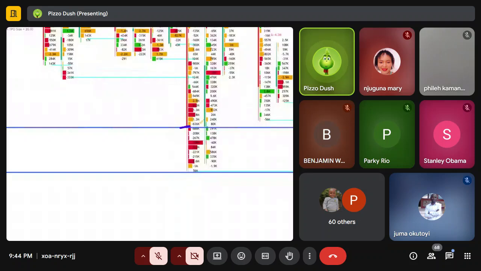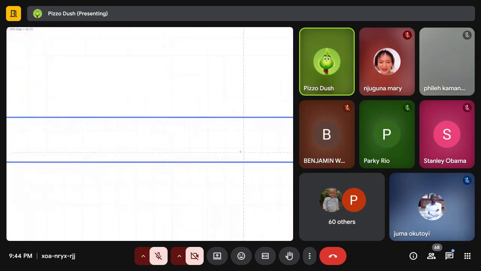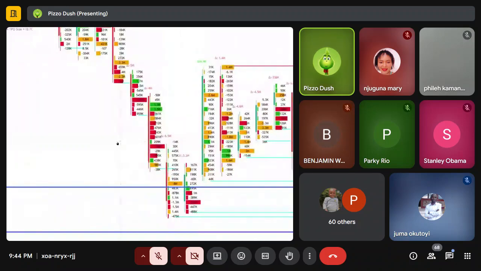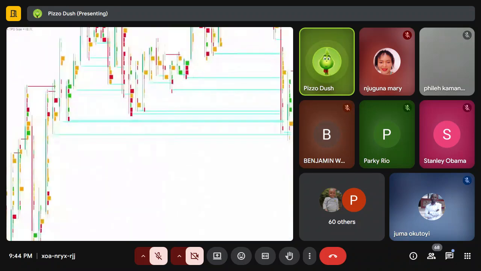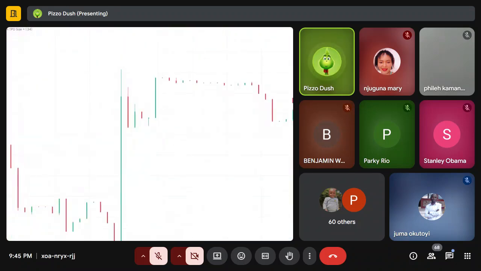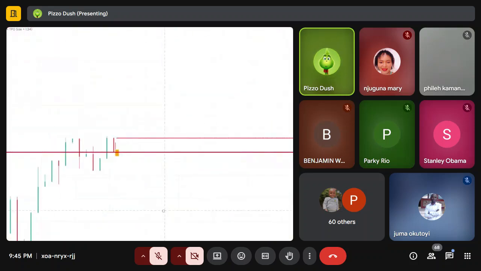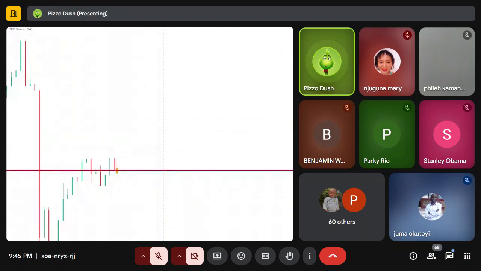When the sellers hapo hivi waliachwa wakiwa trapped wote. So market ilikuwa inafaa ikikuja ifanya nini? Respect your zone then ipande juu. 1 minute time frame. Let's see whether there's anything on the current market.